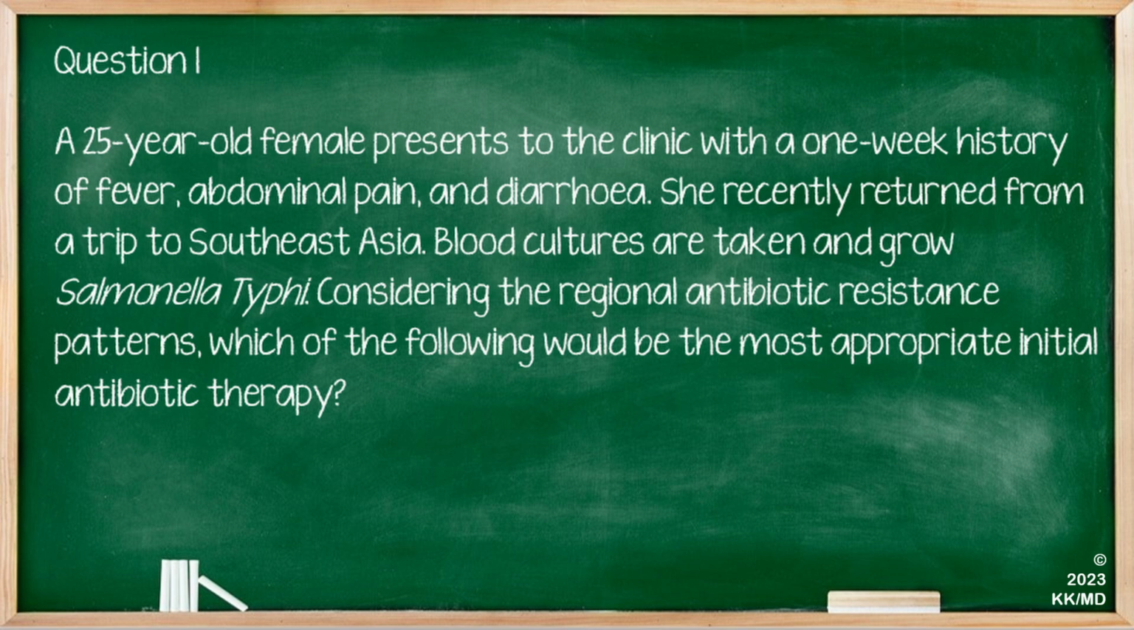Let's do some questions. Question 1. A 25-year-old female presents to the clinic with a 1-week history of fever, abdominal pain, and diarrhea. She recently returned from a trip to Southeast Asia. Blood cultures are taken, which grow Salmonella typhi. Considering the regional antibiotic resistance patterns, which of the following would be the most appropriate initial antibiotic therapy?